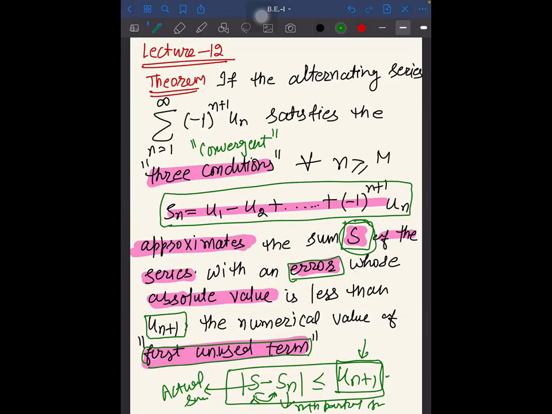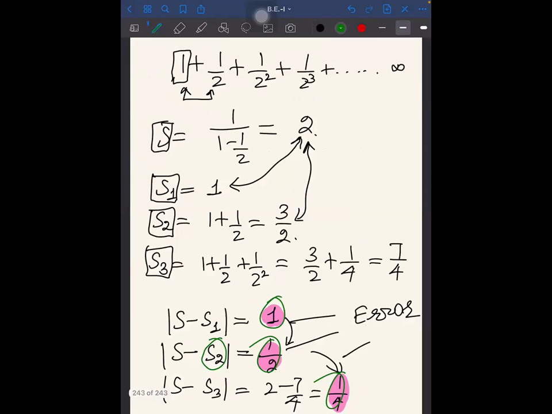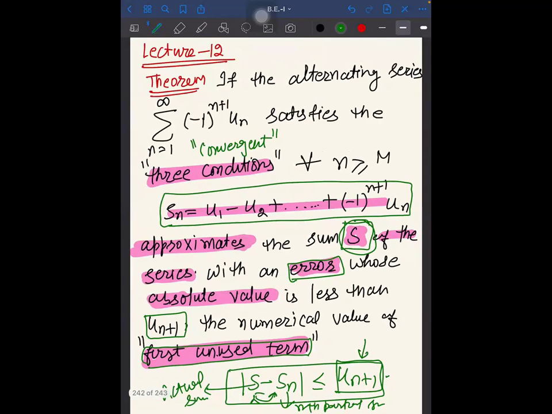Okay? So keep in mind, this is not the actual reflection. Why? Because I'm using the positive term series. So this result holds only when we are using the alternating series. Is it fine? Yes, sir. Why are you calling it error? Look, the gap between the actual sum and the approximation will be called the error, right? Okay, fine.